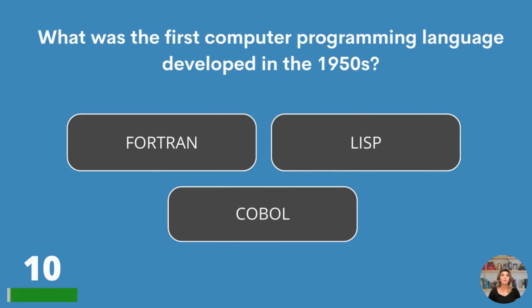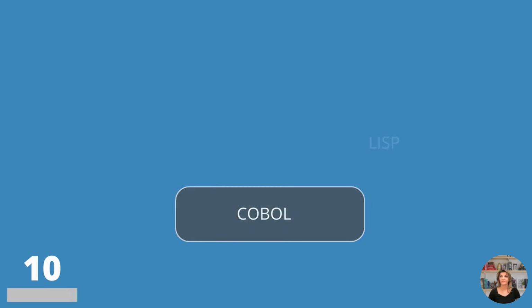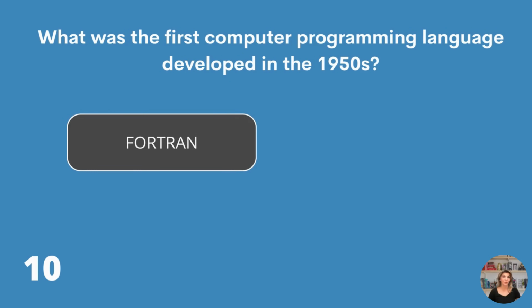What was the first computer programming language developed in the 1950s? Fortran, Lisp, or COBOL? Fortran.